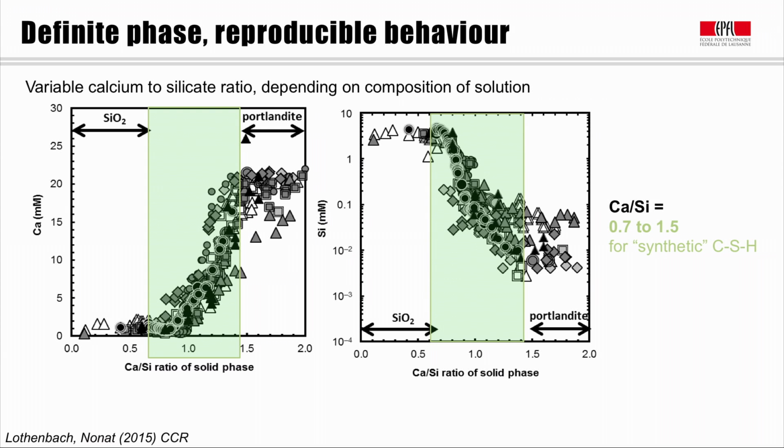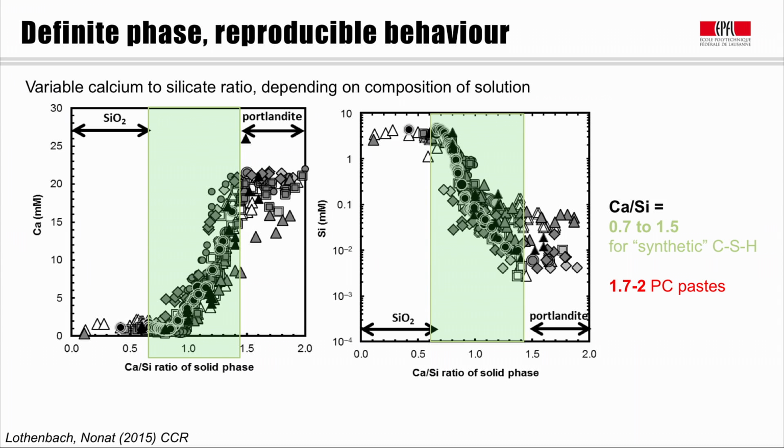Now, what's important here is that people who've tried to produce calcium silicate hydrate in the laboratory, that's to say what we often call synthetic CSH, by mixing different solutions together, can make CSH with calcium to silicon ratios of 0.7 to about 1.5. However, when we go to cement paste, we can clearly see that we have CSH of much higher calcium to silicon ratio, in the range of 1.7 to 2.